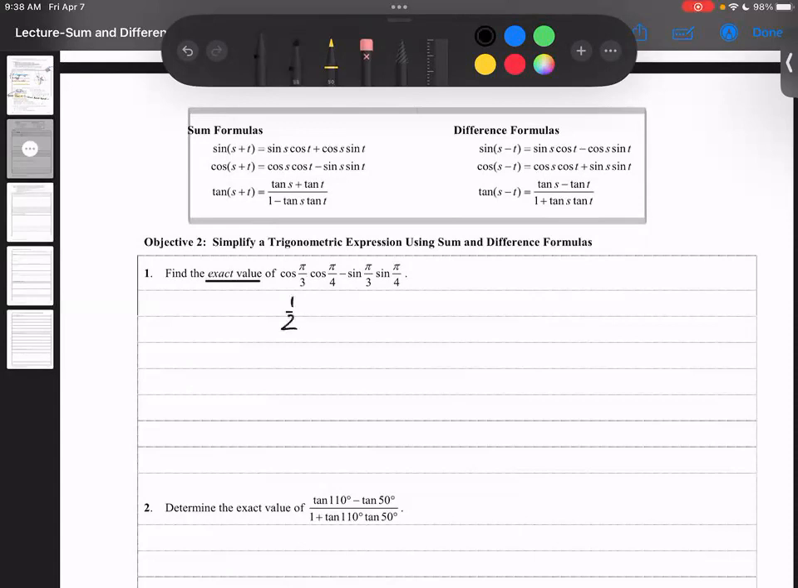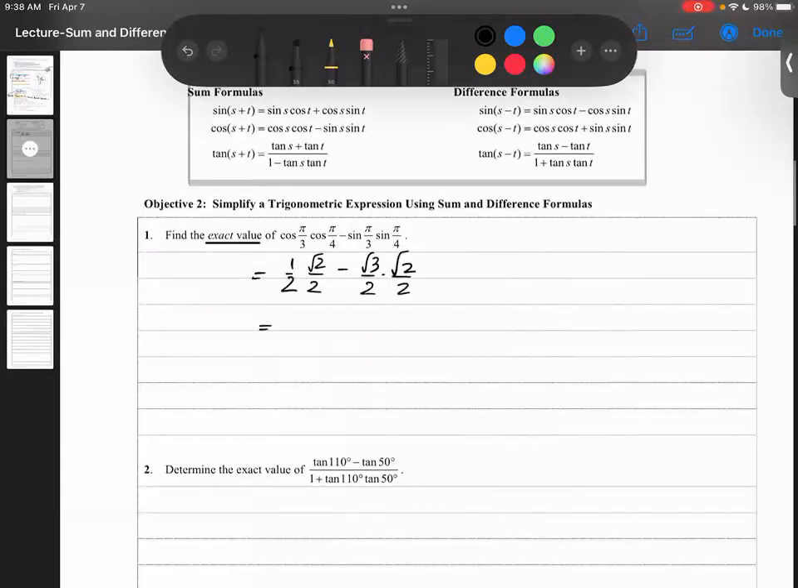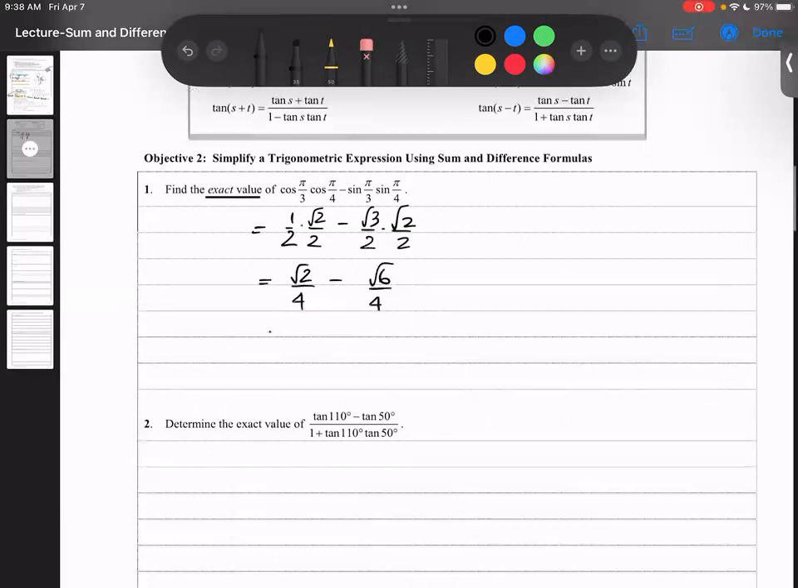So 1/2 times cosine of π/4, that's 45 degrees, which is always √2/2, minus sine of π/3, √3/2 times √2/2. And then all you have to do is multiply across, right? 1 times √2 is √2/4 minus square root of 3 times square root of 2 is square root of 6/4. If you want to convert into one fraction, you can do (√2 minus √6)/4. That's the exact value.